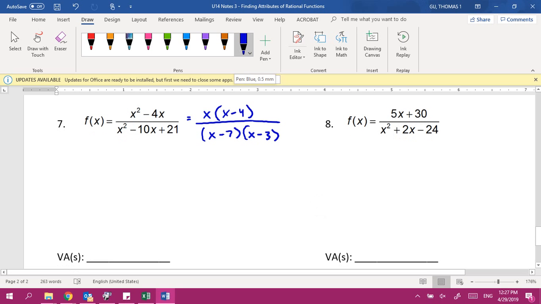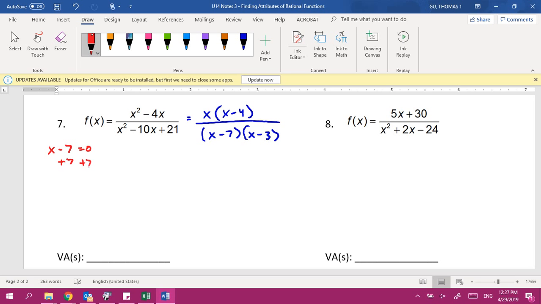Okay, so how am I going to find the vertical asymptotes? Don't you do x minus 4 equals 0? That's for finding the x-intercepts. Remember, for the vertical asymptote, set the denominator equal to 0: x minus 7 equals 0 and x minus 3 equals 0. So what are my two vertical asymptotes? x equals 7 and x equals 3. Make sure you say it like that.